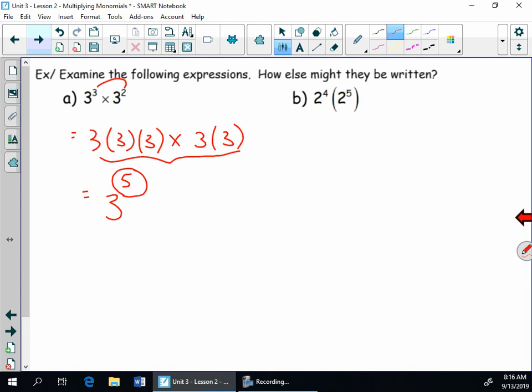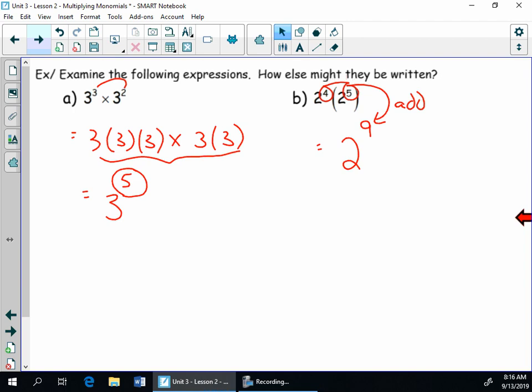How can you do the next one? 2 to the power of 4 times 2 to the power of 5, that's 4 2's, multiplied by 5 more 2's. Well, that's simply 9 2's. Right? Or in other words, 4 and 5 added makes 9. Kind of the big key idea.